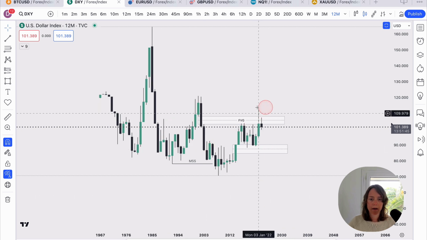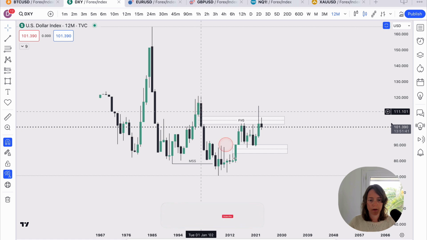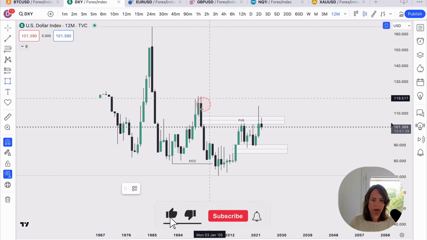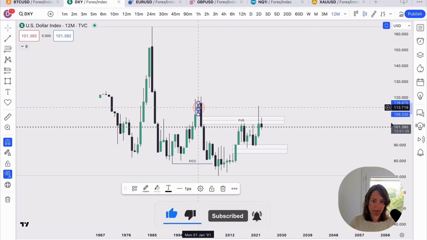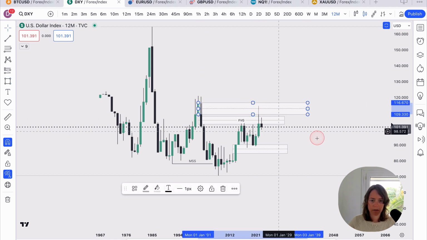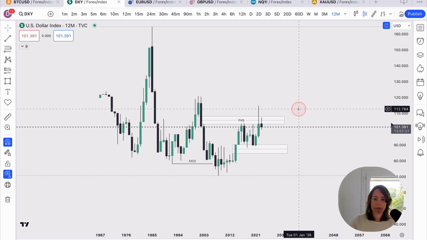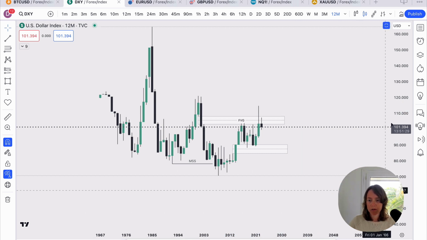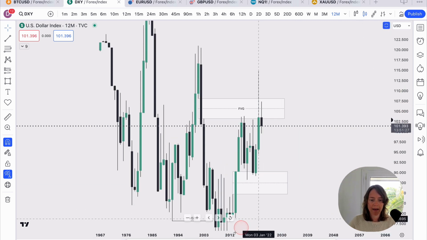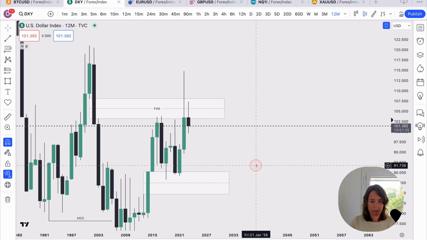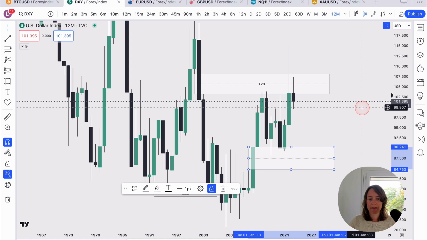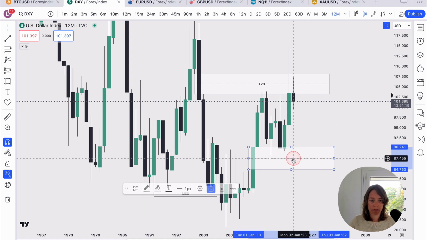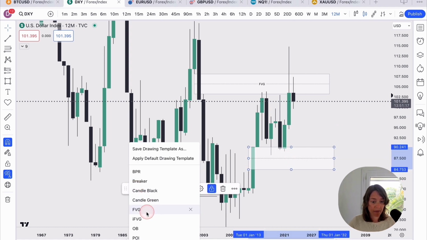Came all the way back up over here. Tested that fair value gap again into this order block, maybe even into the mean threshold of this order block. It's possible. Yeah, it also tapped the mean threshold and found resistance. And right now it seems to be closing below that yearly fair value gap. So that to me is a first hint that it might want to trade back even lower for right now.